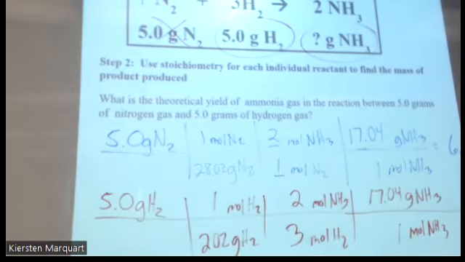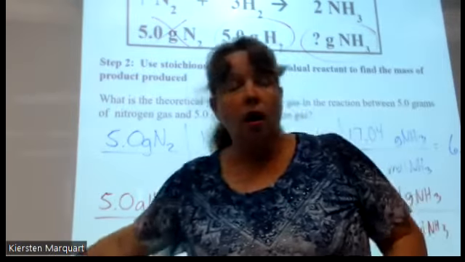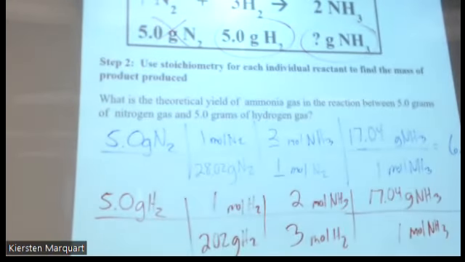But because we're going to run out of this reactant first, it is always the lower amount of product formed that is your theoretical yield. Okay, so theoretical yield in a limiting reactant problem is always the lowest or smallest amount of product, smallest product formed.